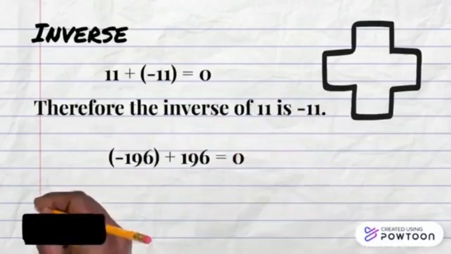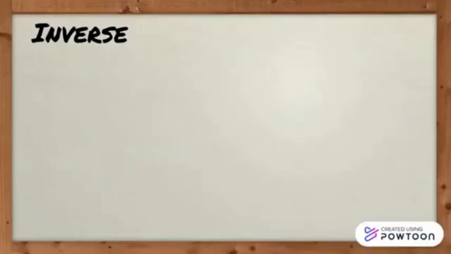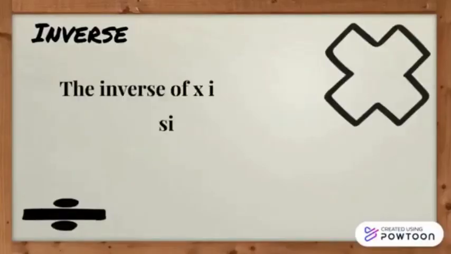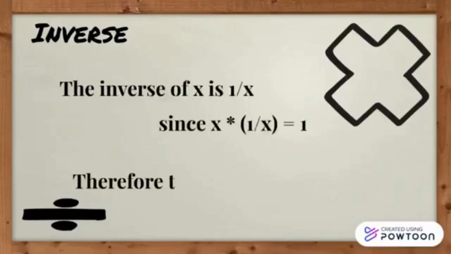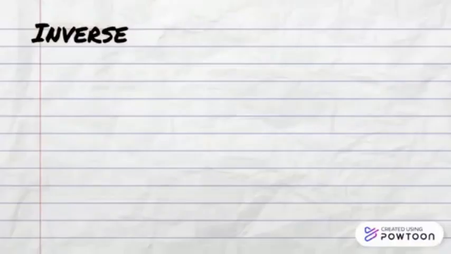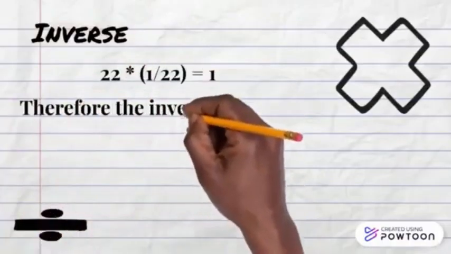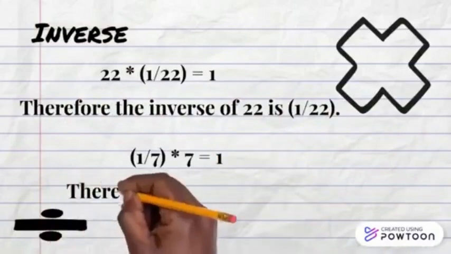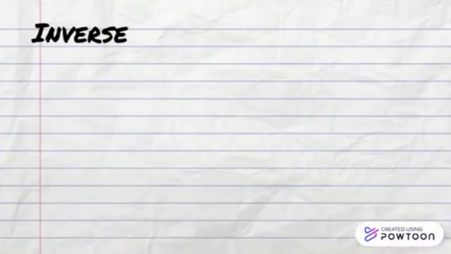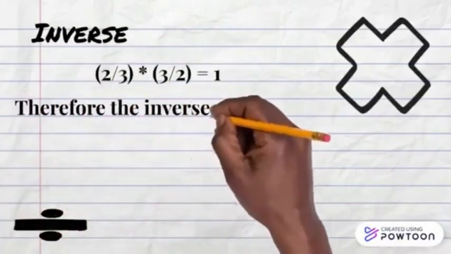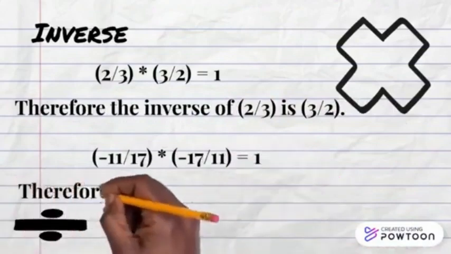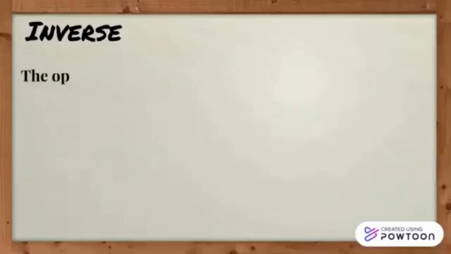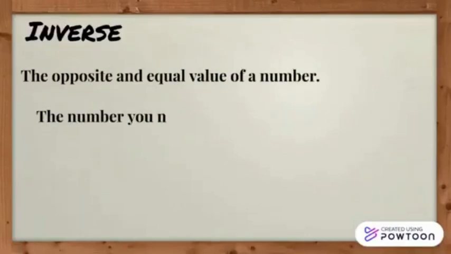For multiplication and division, the inverse is what we call the reciprocal. The reciprocal of a number, simply put, is the answer you get when you divide 1 by that number. In other words, the reciprocal of 2 is going to be 1 divided by 2, which is half. The reciprocal of 1 over 7 is going to be 7 over 1, or simply put, just 7.